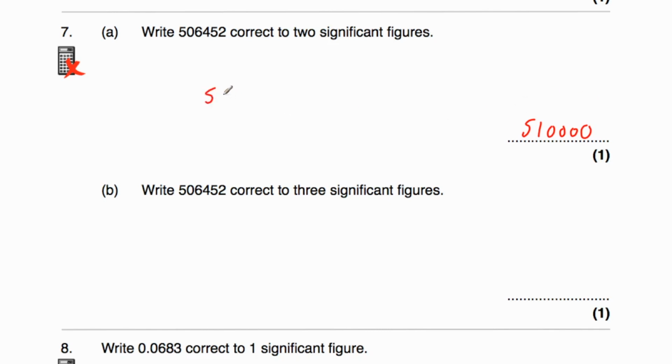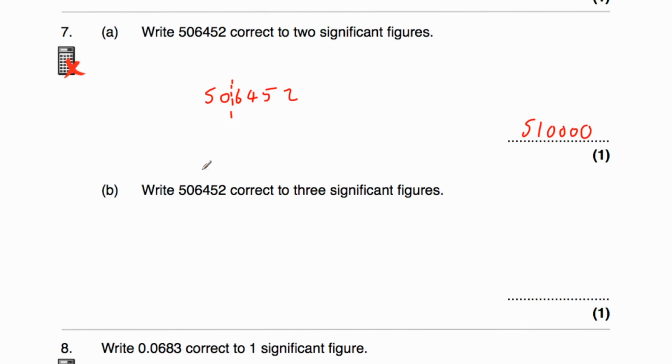So that's how I would do that question. Alternatively, we could write our 506452 like so. We want two digits followed by 0, so let's put a dashed line after the second digit, the second significant figure. And we've got 50, and then the third significant figure is a 6. Because it's a 6, we round up, so our answer would be 510,000.